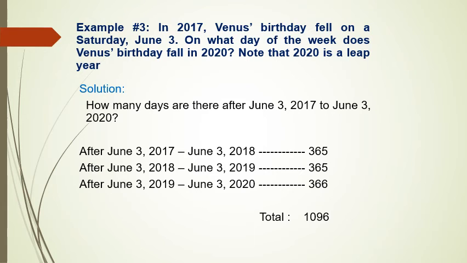And then after that, we have June 3, 2018 up to June 3, 2019. That is also equivalent to 365 days. And after that, we have June 3, 2019 up to June 3, 2020, and that will be 366 days, considering that 2020 is a leap year. So for a total, we have 1,096 days.